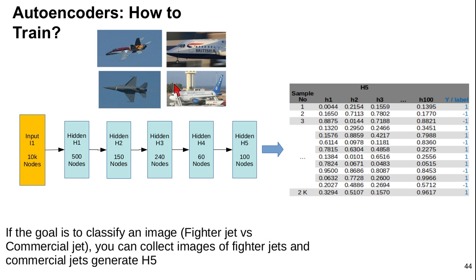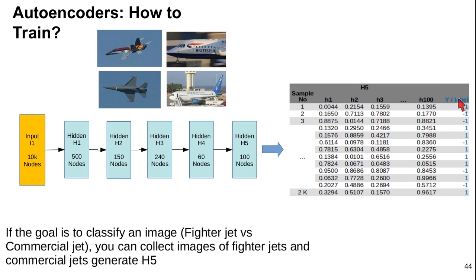So if we have 2000 images in a dataset, we'll get a set of 2000 samples, each sample containing 100 features. This dataset can also be associated with a class label where a 1 would indicate that it is a fighter jet and a -1 indicates that it is a commercial jet.